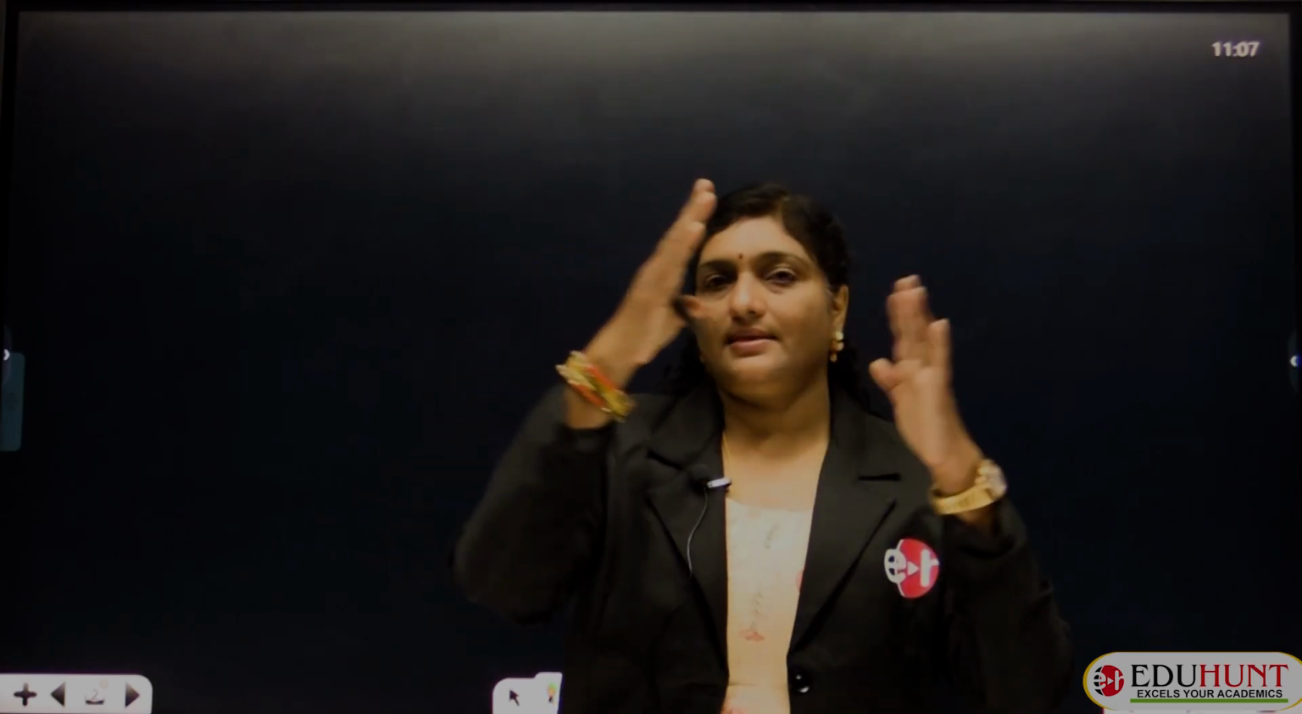So two characteristics I have told you regarding the mirror. What are the two characteristics? The size of the image is the same as the size of the object, point number 1. And the image is laterally inverted, left to right and right to left.